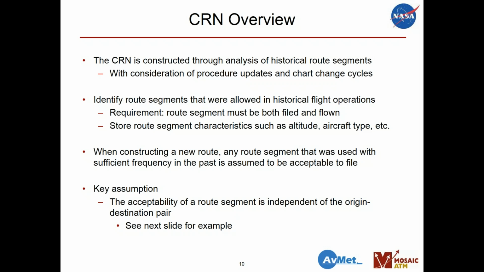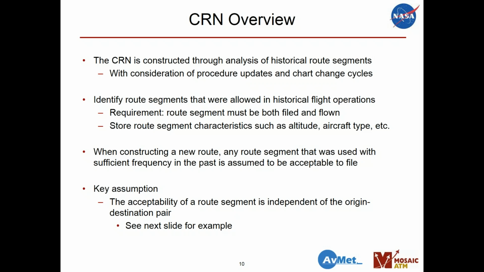For example, if we happen to see that a given route segment from waypoint A to waypoint B is used only below flight level 240, then we wouldn't want to recommend that route segment as part of a route that might be applicable above flight level 240, or when the request is for a flight that will fly above flight level 240.